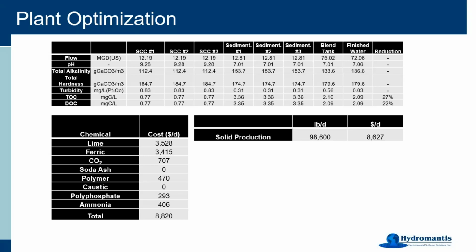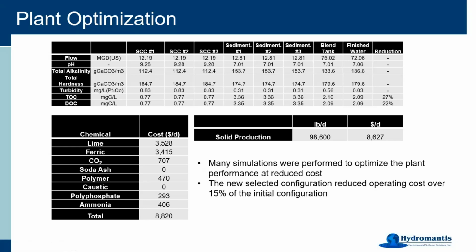Not only the chemicals, but the solids production is also one of the important considerations. We can definitely keep on adding a lot of chemicals, but the side effect of that is, of course, producing a lot of solids. And that can be a very big component of the operating cost. So that was combined together with the chemical cost. That was one of the criteria used to assess what is the best configuration.